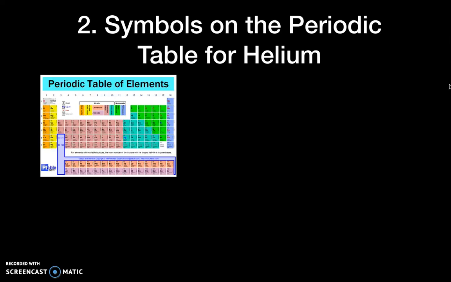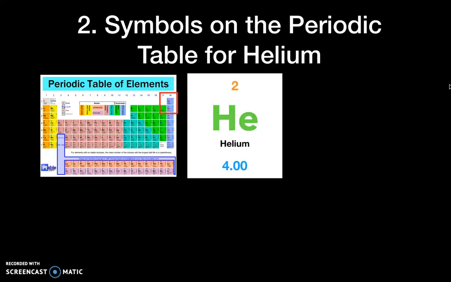So when you look at helium on the periodic table, you notice that it looks like this. The top number is a 2, and that number is our atomic number. So the atomic number of helium never changes because that's our number of protons. The He is our atomic symbol, and the name of He is helium, which is written underneath the symbol. And lastly, our atomic mass is at the bottom. So this is 4.00, which is the atomic mass of helium.